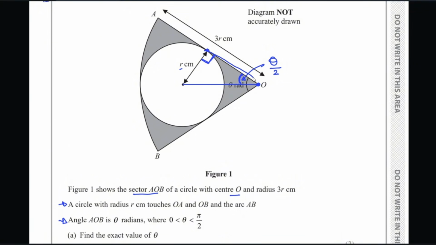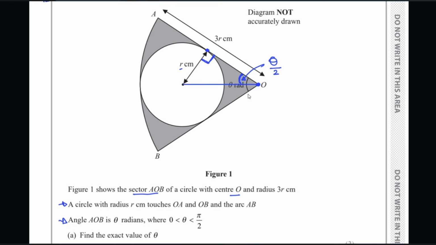The adjacent side, we don't know whether the circle touches line OA right at the middle or not. We have no idea about that. So we won't be able to find this length. What about this length here?